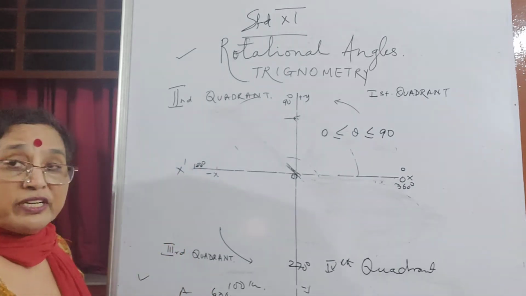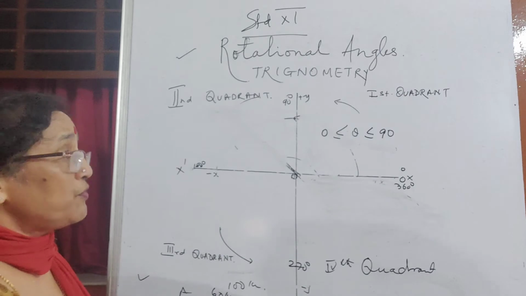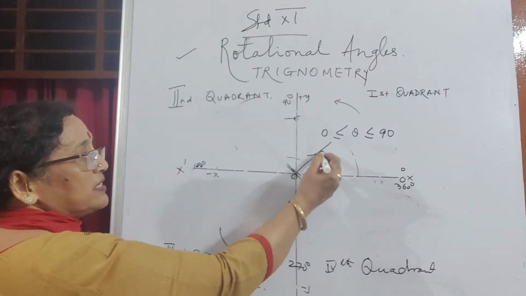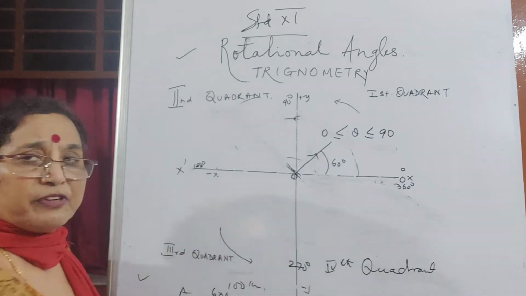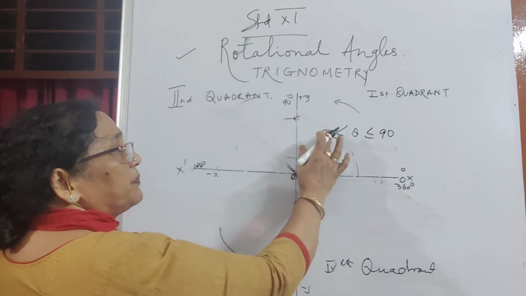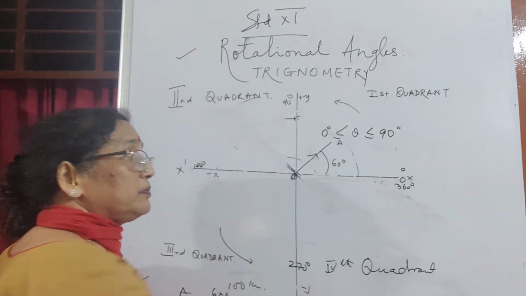Now the second quadrant. If you say 30 degrees, you're going anti-clockwise. You say 60 degrees, it is this. So you come in the first quadrant. If I say the moving line is OA, O is the origin. This is 0 degrees.